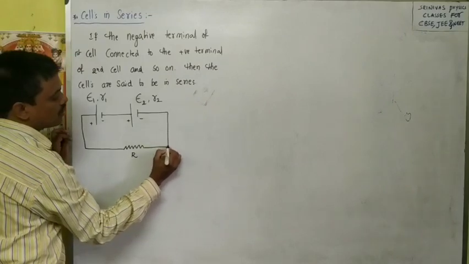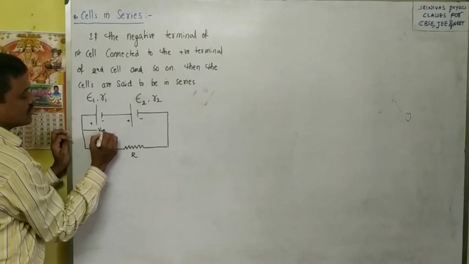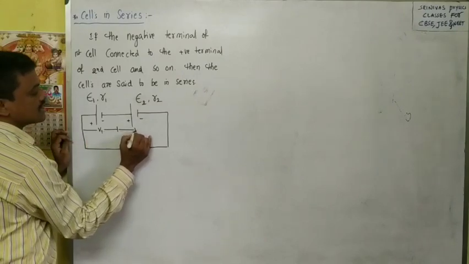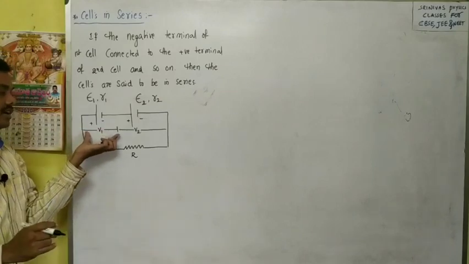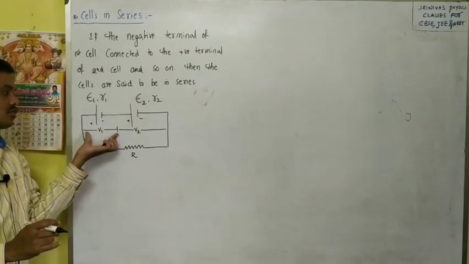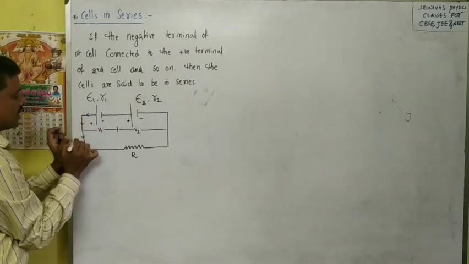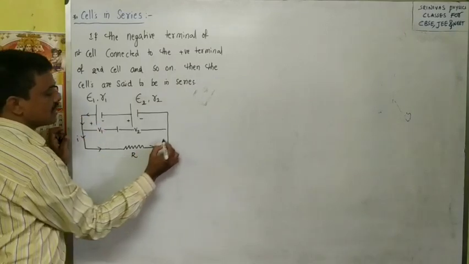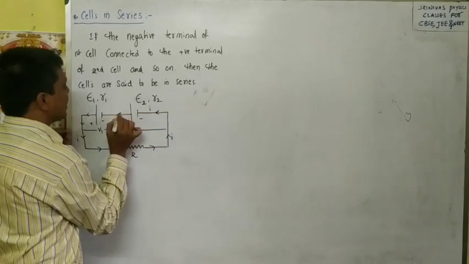And now the potential difference across the first cell we can consider as V1. The potential difference across the second cell we can consider as V2. That potential difference across the two terminals of a cell is also called the terminal voltage. The current starts from the positive terminal of the battery and flows like this. The current in this circuit is considered as I.